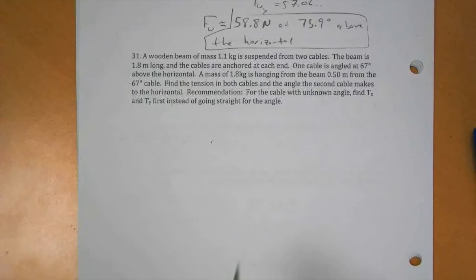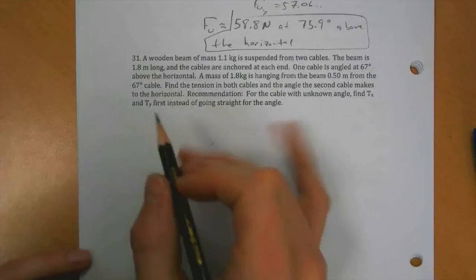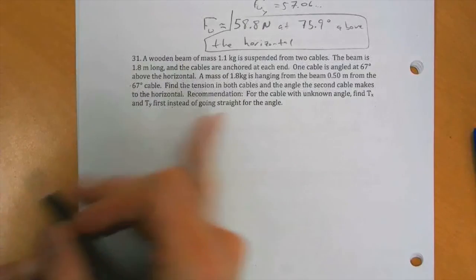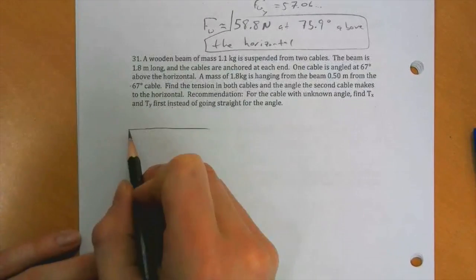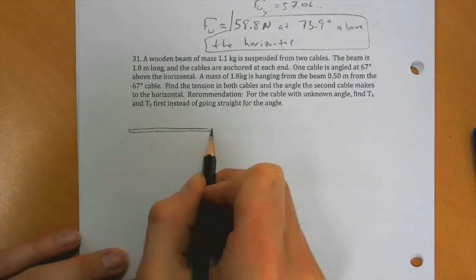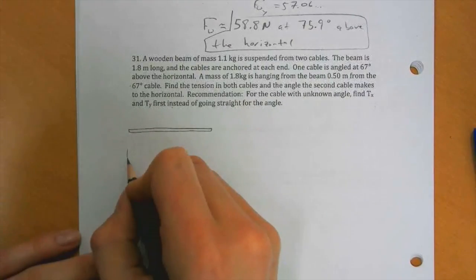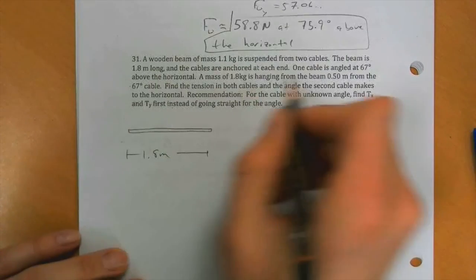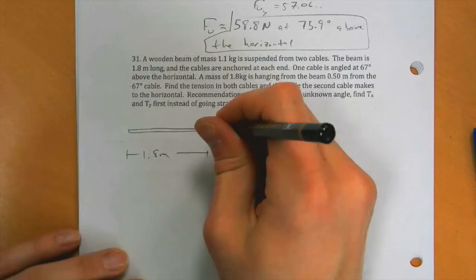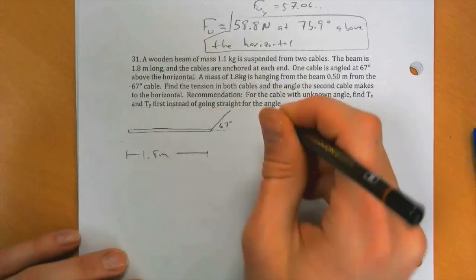All right. For the next problem, we've got a beam. A beam is just like a log. Wooden beam of mass 1.1 kilograms, suspended from two cables. Beam is 1.8 meters long. And the cables are anchored at each end. One is angled at 67 degrees above the horizontal.